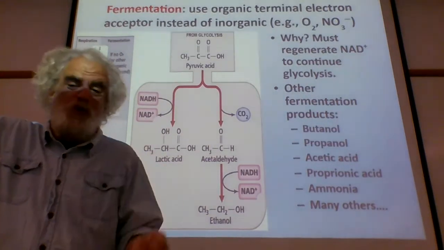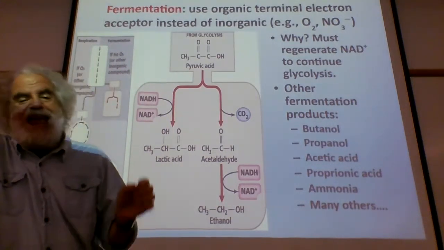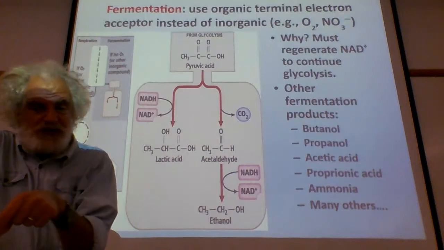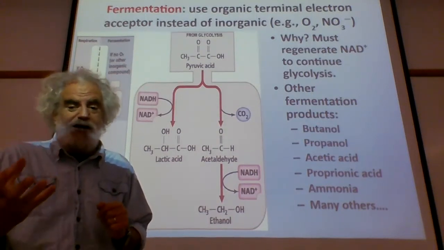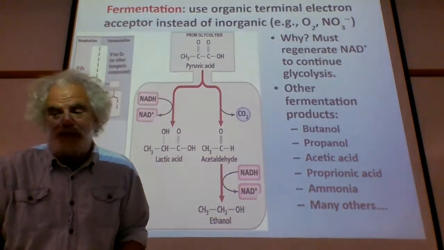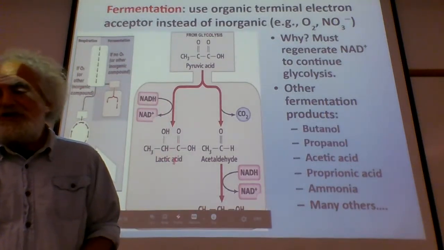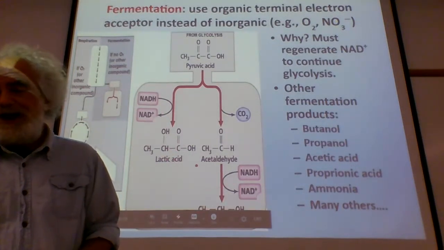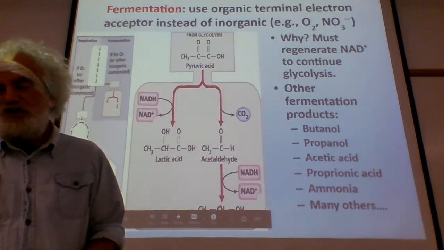Now, why is this cool? Because when you take pyruvate and you reduce it, you add an electron onto it, you can make all kinds of really cool carbon-based molecules. You've got 3 carbons, you can play around with them. You can make things like lactic acid. You can make a molecule called acetaldehyde that can then be used to generate ethanol.